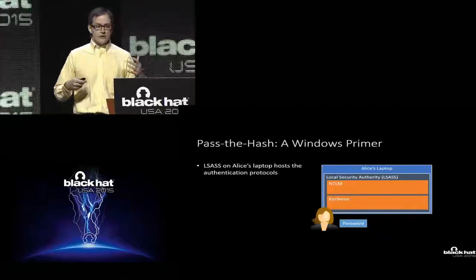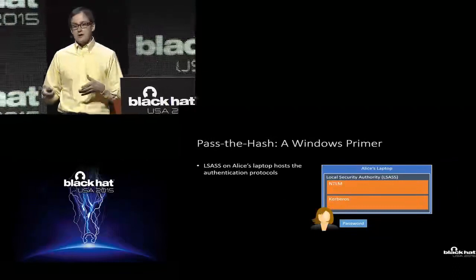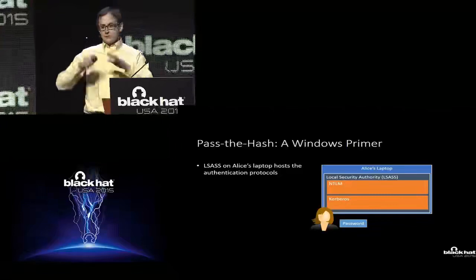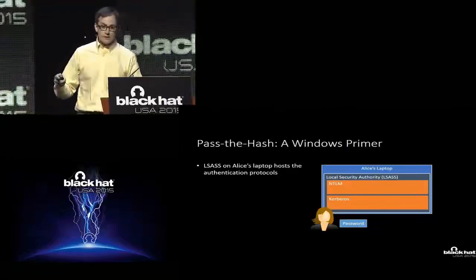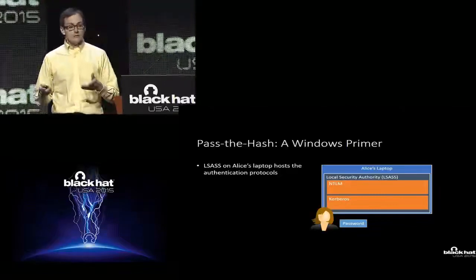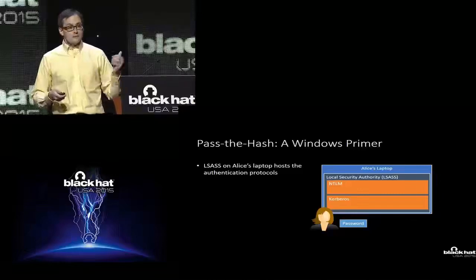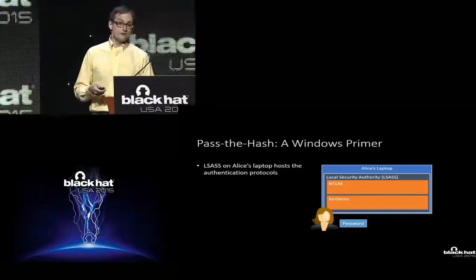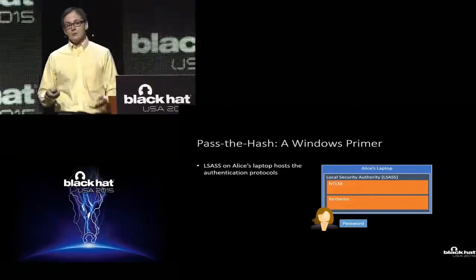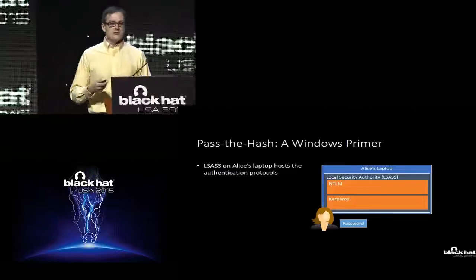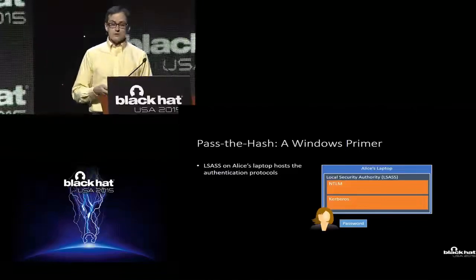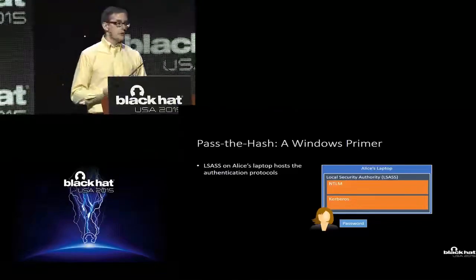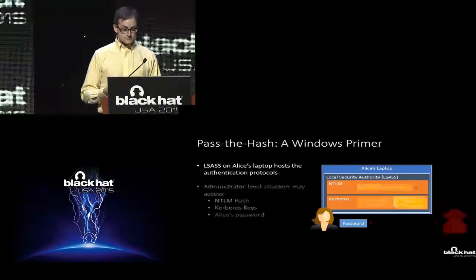So what does Pass the Hash or credential theft look like in Windows? Before we can really start talking about it, we need to talk a little bit about what the architecture looks like. On Windows, in this example, we show Alice and her laptop. There's something running called LSASS, the Local Security Authority Subsystem. It hosts all the authentication protocols and does a lot of security work in Windows. Here you can see it's hosting NTLM and Kerberos, the two most commonly used protocols on domains.